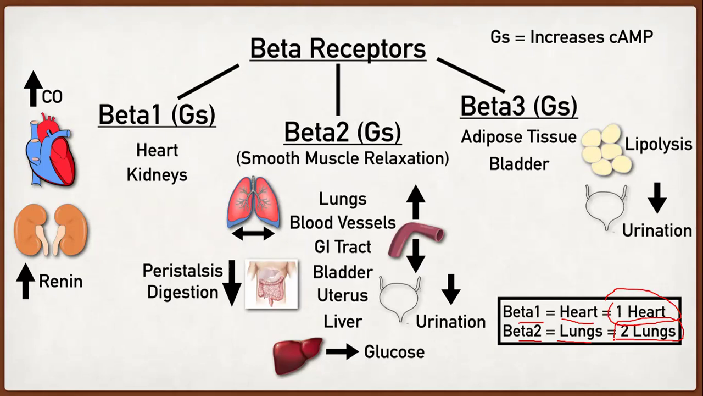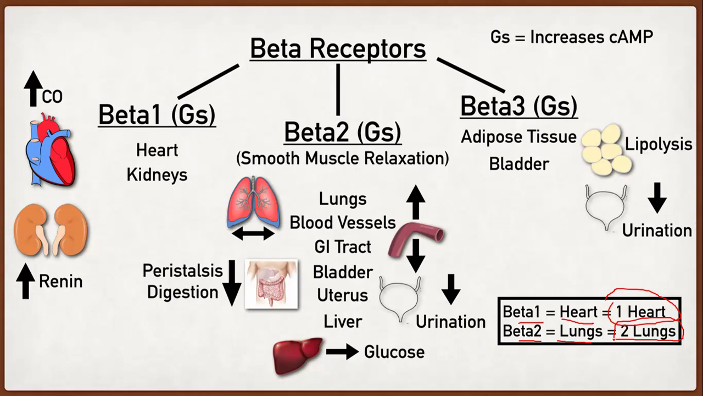Why is it important for us to know about these receptors? Because their stimulation will cause a different action in different organs of the body. For example, if we give beta blockers to a patient, his or her heart rate will be reduced.